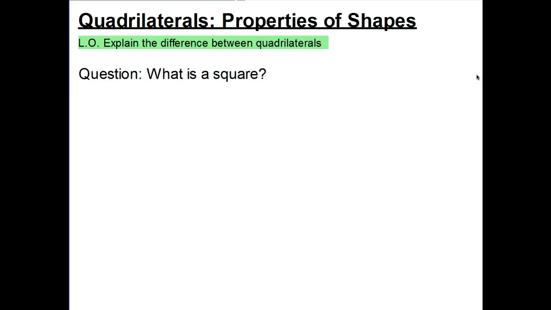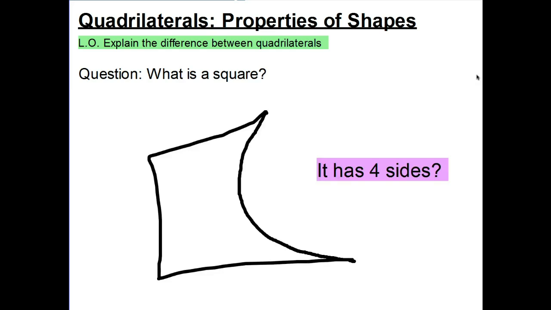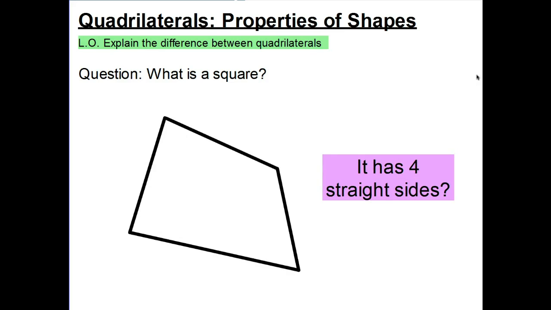Most people would say it's a shape with four sides. So, is that a square? No? What's wrong with it? Oh, it's going to have straight sides. Okay, so that's a square. No. So when we're talking about shapes, we've got to make sure that our instructions, our details, are very accurate.